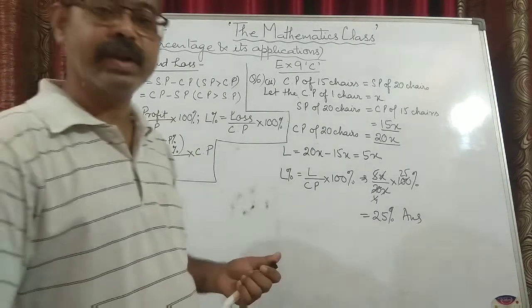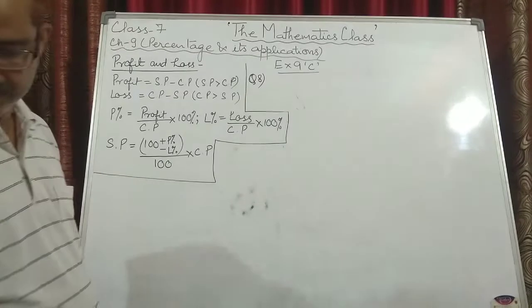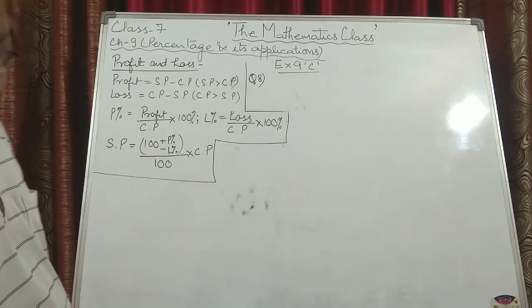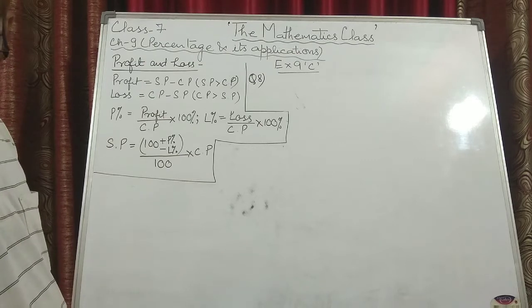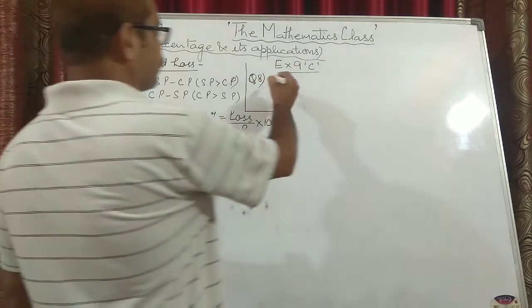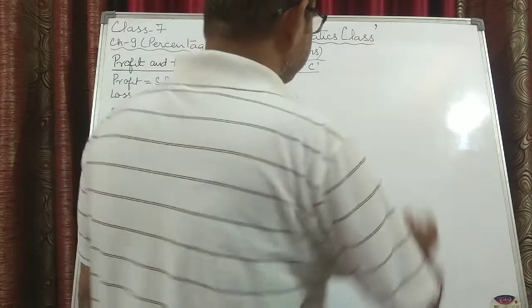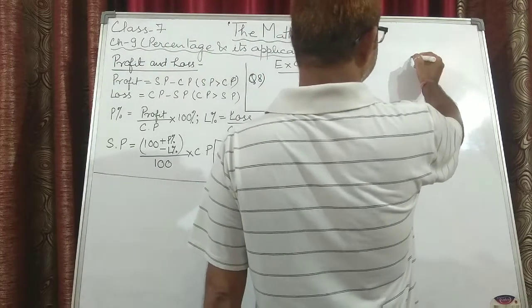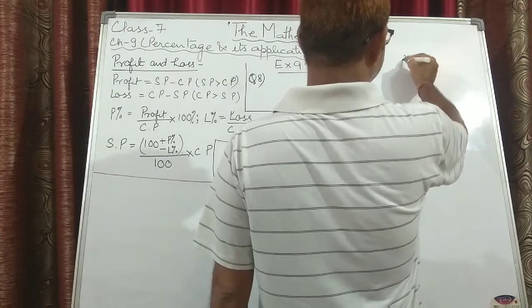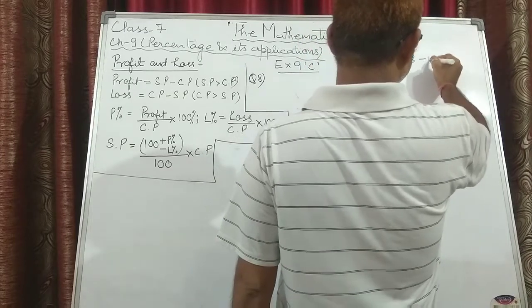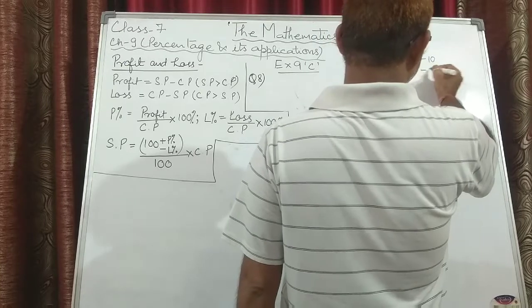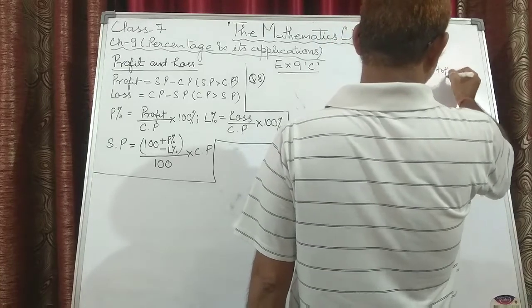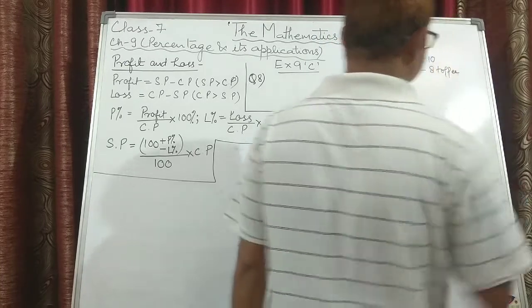Now let's move on to the next question. Now we have taken question number 8. They say Reena buys toffees at 10 for rupees 3. 10 for rupees 3 means out of 3 rupees she is getting 10 toffees, and she is selling 8 toffees for 3 rupees.